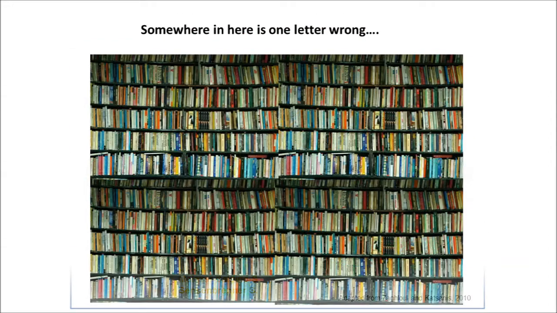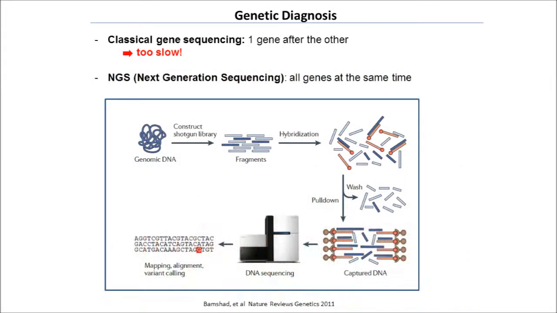And if we think of this library, and look at all these books, somewhere in one of them there's one letter wrong. But where will it be and how are you going to find it? This was the big problem in the past, that this was very difficult and took far too much time. From a research point of view, this has really changed since we have new sequencing techniques called next generation sequencing techniques.